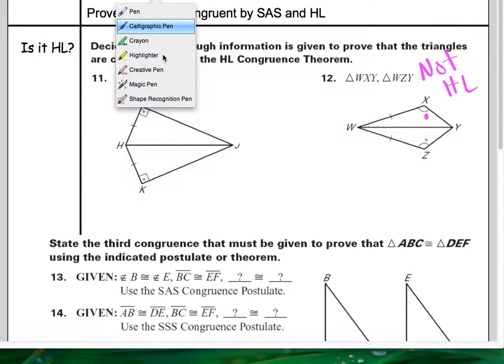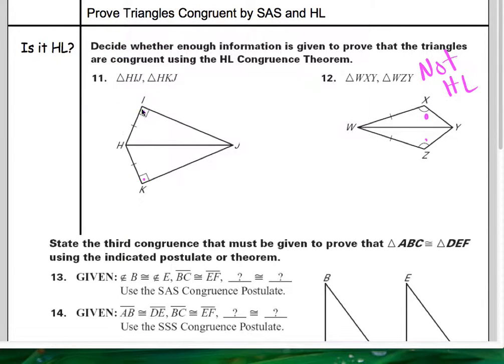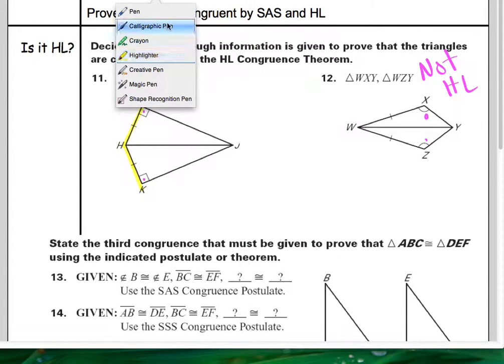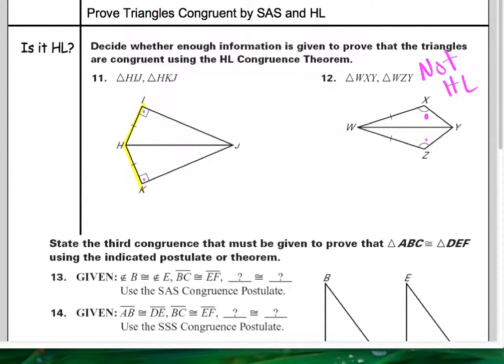We've got one side marked here. I'm going to highlight that side. This is marked with one marking. Now I need to think about the picture. These triangles are touching. They share a side. I'm going to mark that with 2 marks. Now I see that there's 2 sides marked and I see that I have a right angle, so it has high potential of being hypotenuse leg.